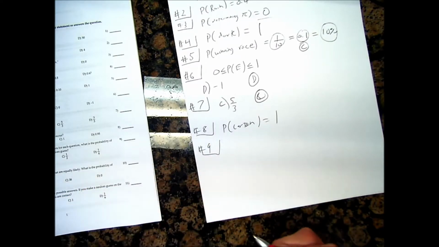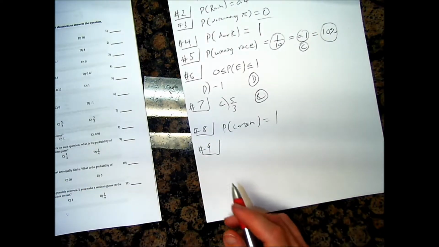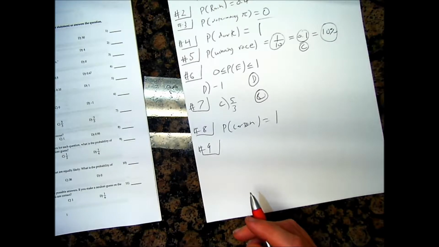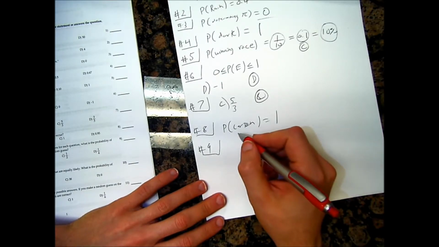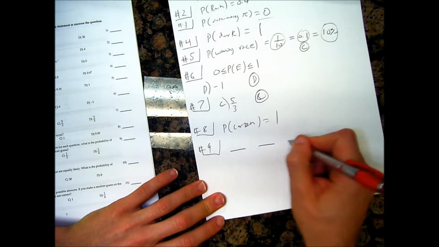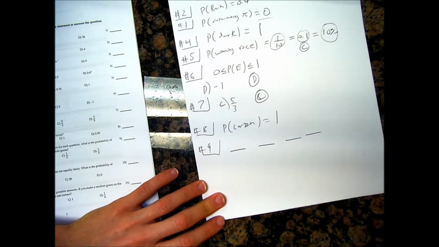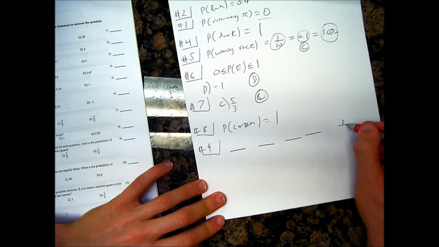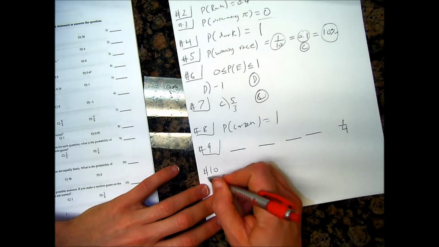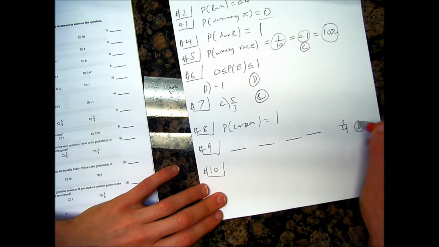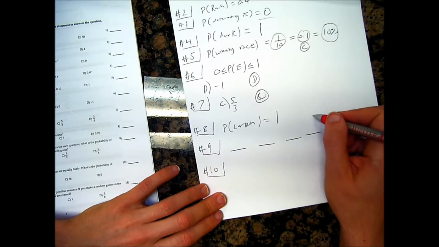On a multiple choice test with 4 possible answers for each question, what is the probability of answering a question correctly if you make a random guess? Well, there's 4 possible answers. They're all equally likely. So a random guess is going to be 1 out of 4, which is D. And 8 was C.